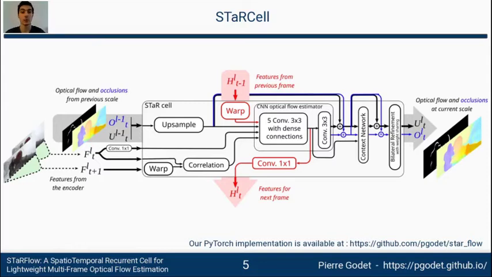Another difference with previous work is that unlike IRIPWC, we use the same weights for optical flow and occlusion estimation in the whole network, except from the very last layer.